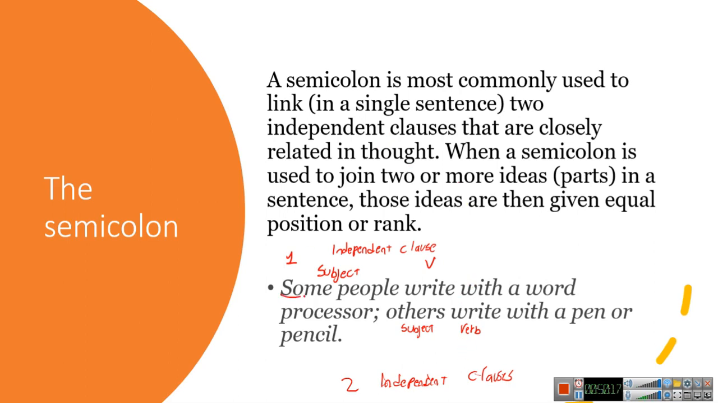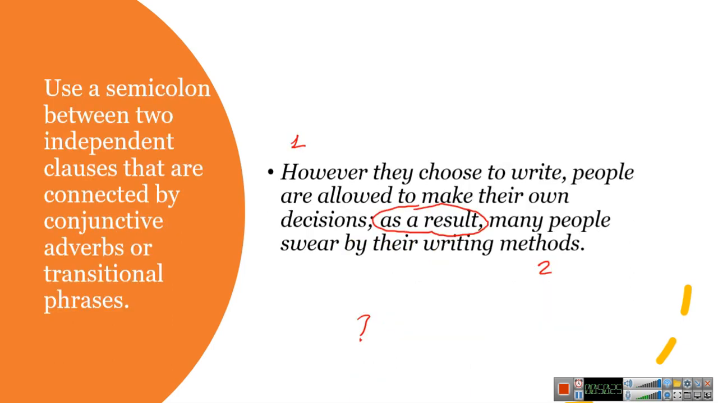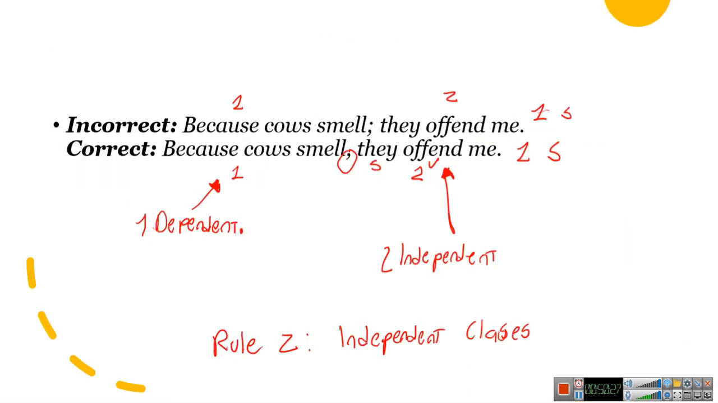For example, some people write with a pencil, and the others write with a pen. This is very similar to that one. However, in this case, we have one independent and the other one is dependent. So that's the reason why we use a comma instead of a semicolon. You got that, Diana? Is that clear? Yes, teacher. It's clear. Thank you. Perfect.